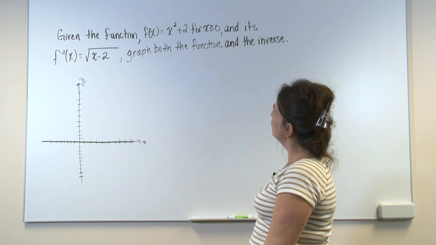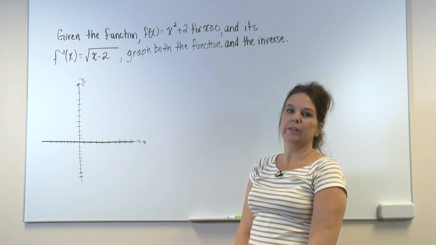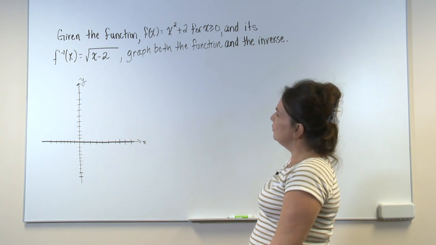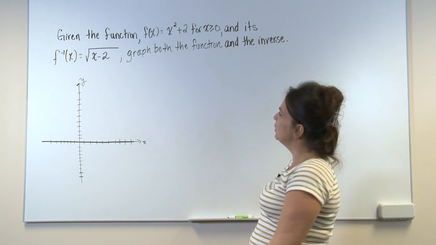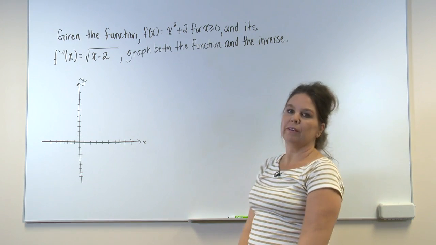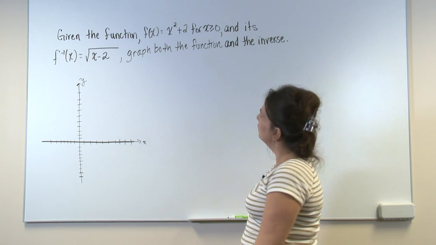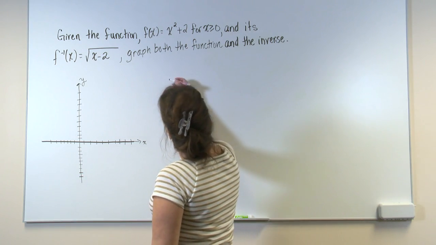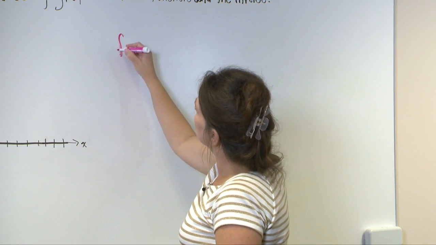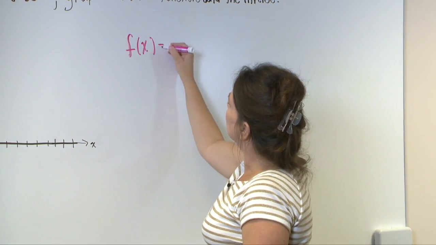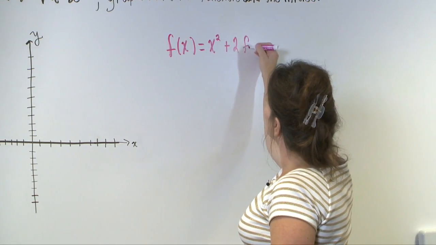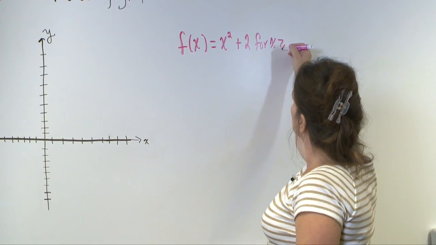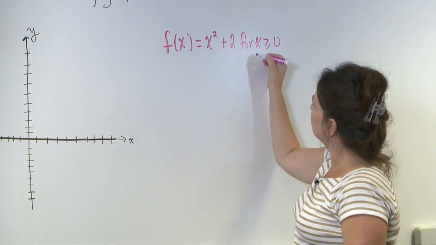Given the function f of x is equal to x squared plus 2 for x greater than or equal to 0, and its inverse, f inverse of x, is equal to the square root of x minus 2, we want to graph both the function and its inverse. So we're going to start with the function f of x is equal to x squared plus 2 for x greater than or equal to 0.